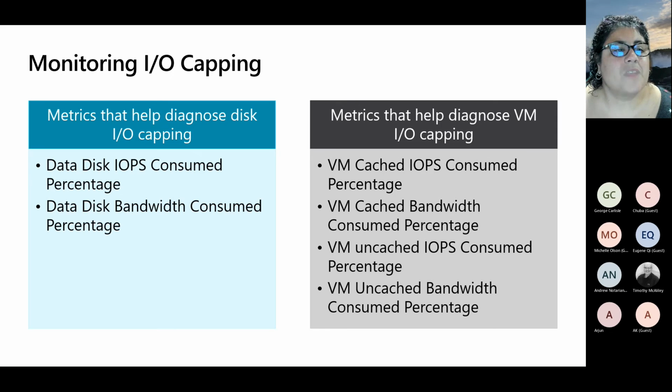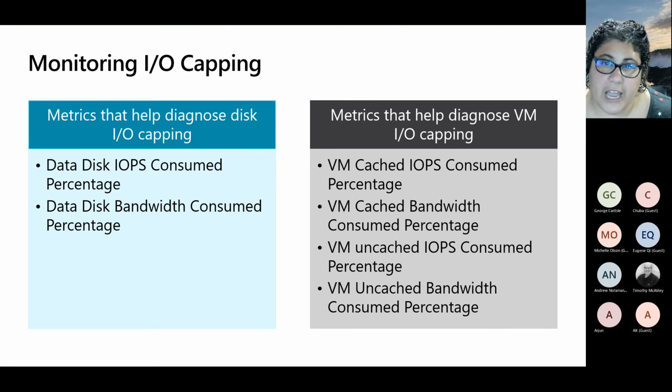Sorry. So monitoring IO capping. If you already have some Azure virtual machines and you want to know whether you are getting throttled or capped, there are some metrics that you can look at in Azure Monitor, and you can build yourself a dashboard on your portal that tracks these metrics. You can also go into Azure Monitor and set up alerts. If I remember correctly, they charge money for alerting, but the metrics themselves you can look at for free.